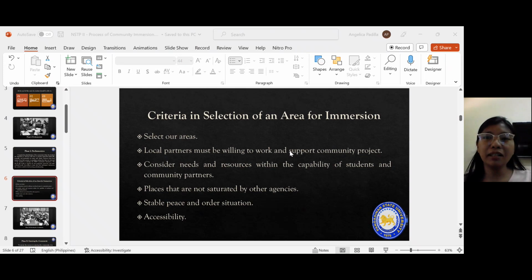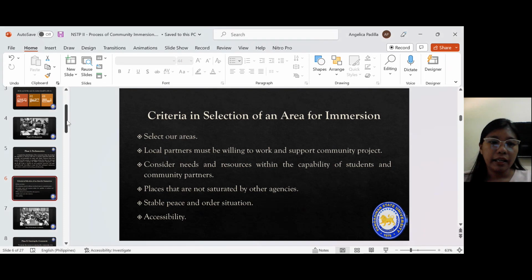And of course, accessibility. Baka kailangan natin ng internet kapag kami magpa-webinar sa inyo, or kailangan natin ng accessibility to electricity. Ayan, pwede naman to power, to internet. Yan, syempre kailangan natin ng connection, ng communication habang nandoon tayo in case of emergency, etc.